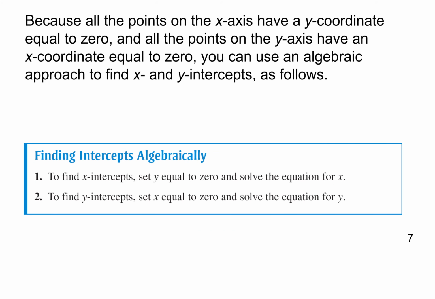So, finding intercepts algebraically. Here's what we're going to do. To find x-intercepts, you set y equal to 0 and solve the equation for x. To find the y-intercepts, you set x equal to 0 and solve the equation for y. This is how I find my intercepts.